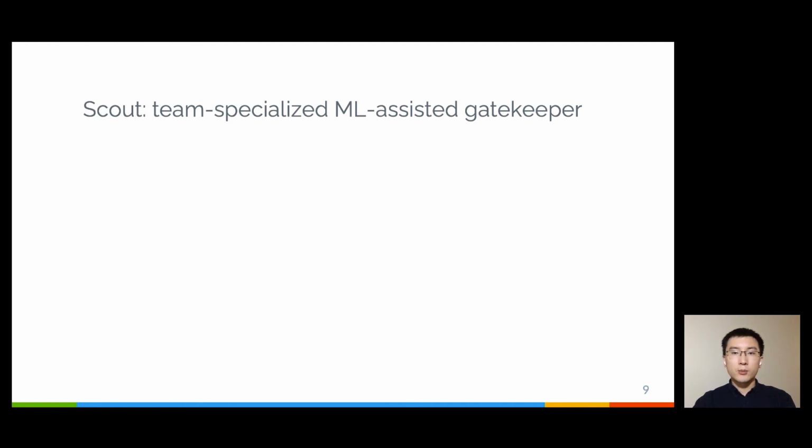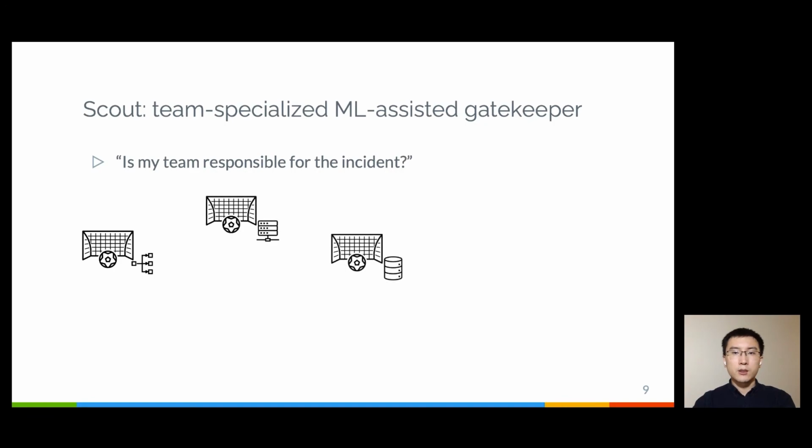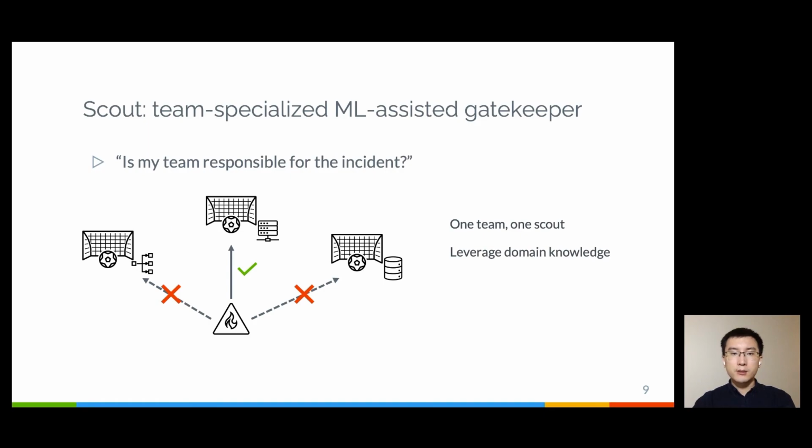Instead of sitting at a global position, the per-team Scout simply answers the question, is my team responsible for the incident? So when an incident is created, the Scout can run local checks and intercept or reject the incident based on the result. This design has 3 advantages. Firstly, each team only needs to maintain 1 Scout, so this solution is realistic and applicable. Secondly, our per-team Scout can easily leverage the team's domain knowledge, such as what the team's responsible components are, and what the monitoring systems deployed in the data center are.